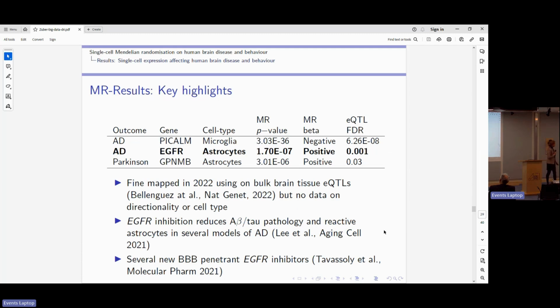The next one, EGFR, has been fine-mapped in the Bellenguez GWAS on Alzheimer's in 2022, but there was no data on the directionality and what kind of cell type it's associated with. Also, EGFR inhibition reduces amyloid-beta and tau pathology and reactive astrocytes in several models of AD, and there are new blood-brain barrier penetrant EGFR inhibitors.